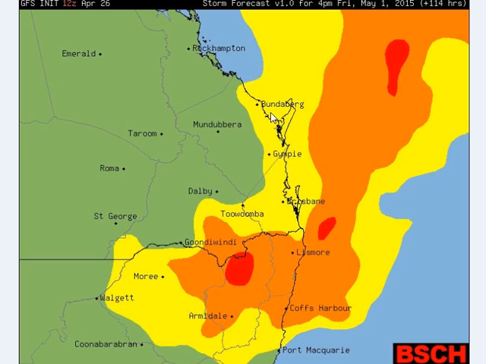into northeast New South Wales. You can see the shaded areas indicate thunderstorms. Red is potentially severe.